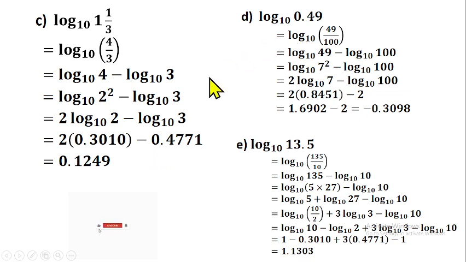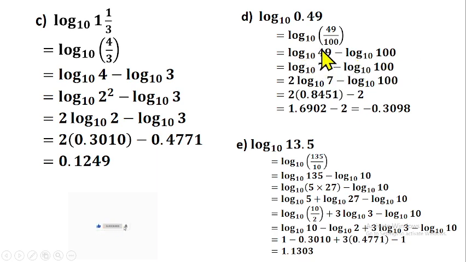So now for question D, you have log 0.49 base 10. We can change this one to a fraction. So this can be written as 49 over 100, which I believe you know how we got this. Then this can now be broken down using the laws of logarithm to be log of 49 minus log of 100. Do we understand this?